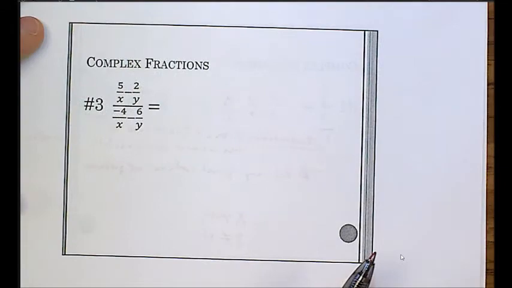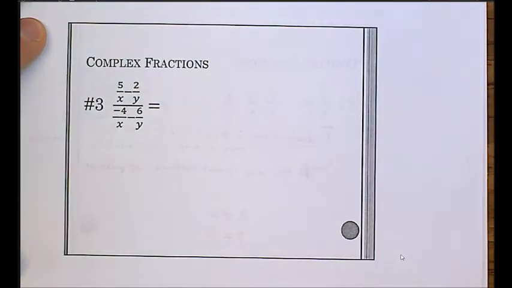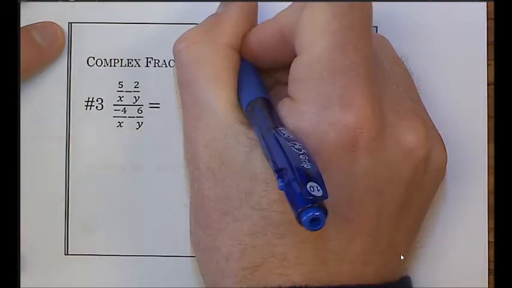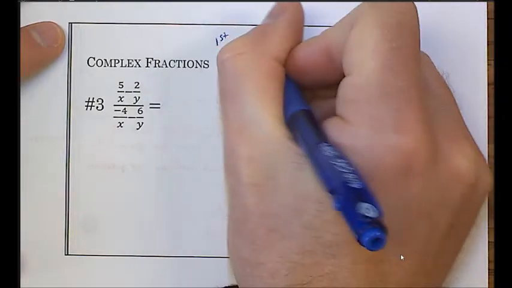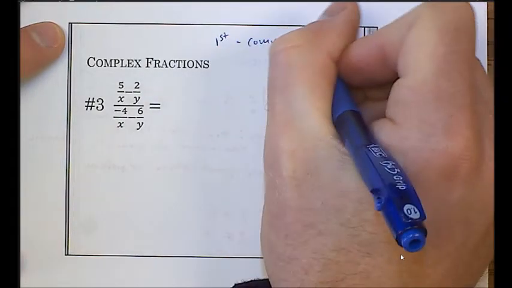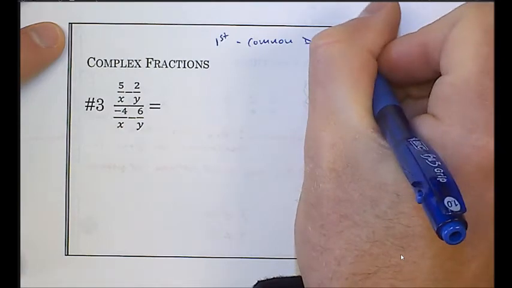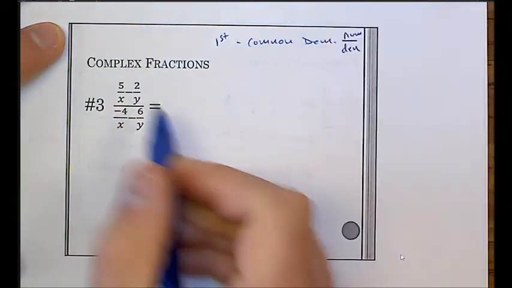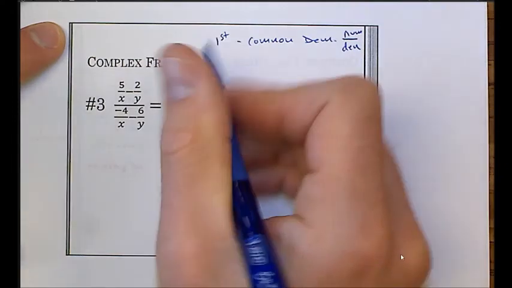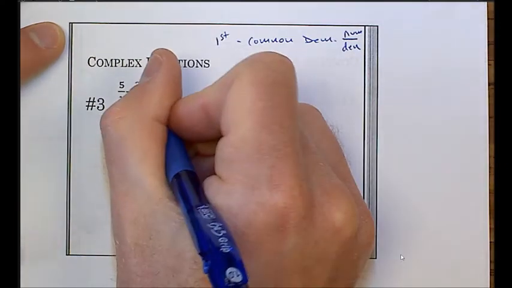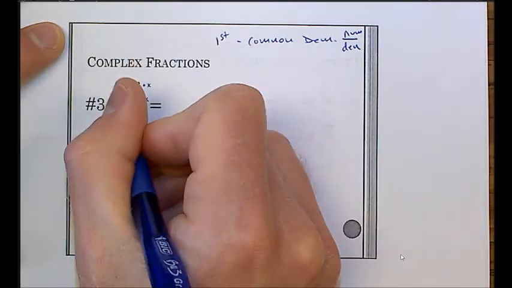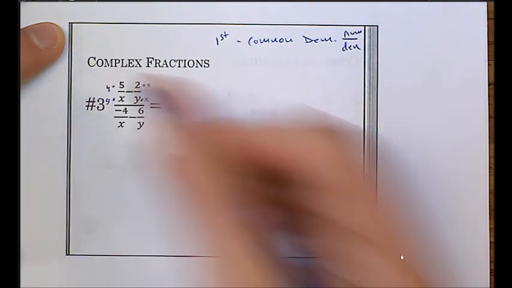Number 3, yikes. Okay, so what do we need to do first here? Well, the first thing we need to do is get common denominators in both the top, so the numerator, and then the denominator itself. I'm going to focus on the top part. So I'm going to multiply this by x, and this by x, and then this side by y, and this side by y to get my common denominator of yx.